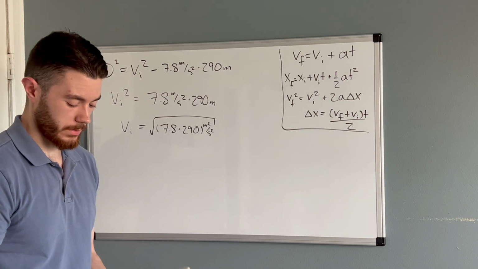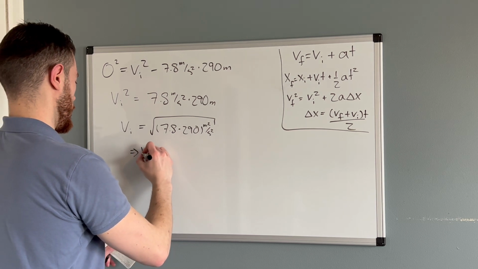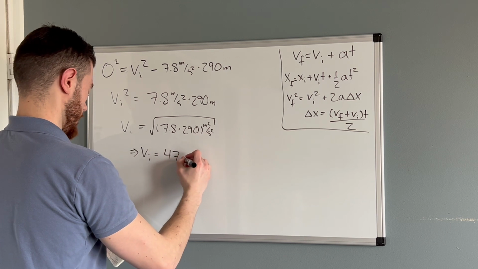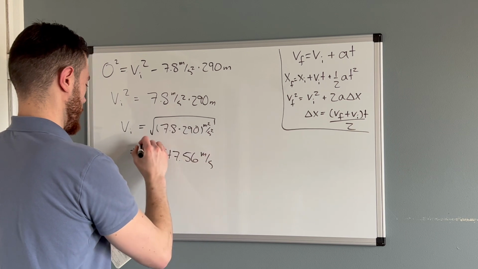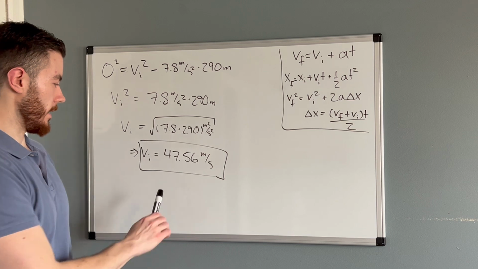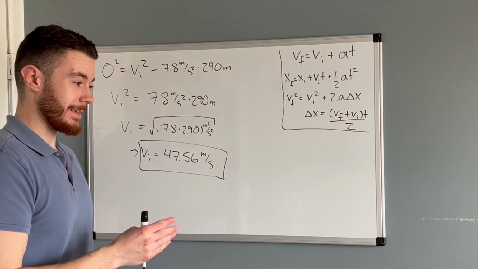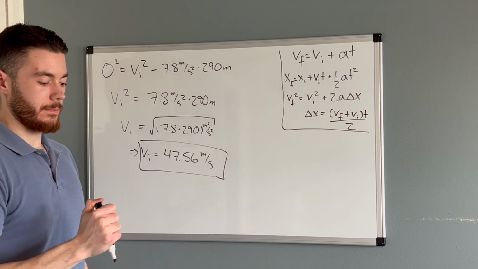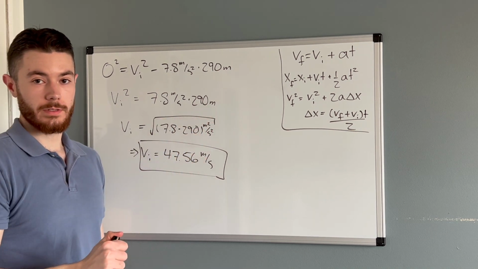If you plug this into your calculator, you will see that it comes out to the initial velocity being equal to 47.56 meters per second. That's our solution to the problem. The car had a velocity of 47.56 meters per second at the instant before it hit the brakes and began to decelerate over 290 meters to a complete stop.